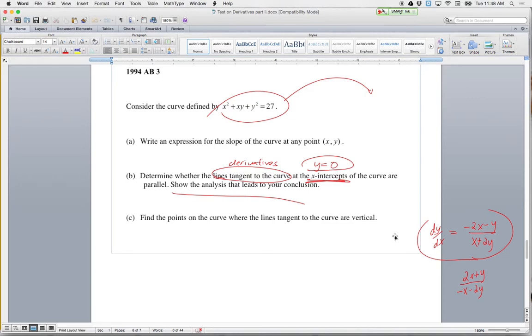So what I'm going to do is plug 0 into the original equation and actually find the x-intercept. I've got x squared plus xy plus y squared equals 27. Watch what happens when I plug 0 in for y. Cancels, cancels. You get x squared equals 27. You get x equals plus or minus 3 root 3. You with me? You see that? That right there, my friends, is a point.